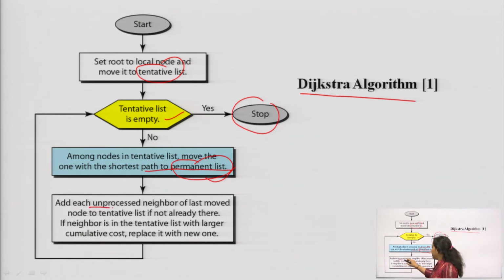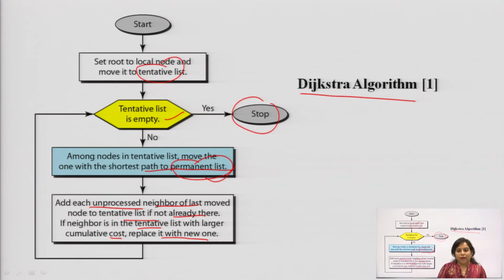Now, the next one is add each unprocessed neighbor of the last moved node to the tentative list if not already there. Then if the neighbor is in the tentative list with the larger cumulative cost, then replace it with a new one. So, this is how the data will be maintained. So, we have to add each one of the unprocessed neighbors of the last moved node to the tentative list if it is not already there.